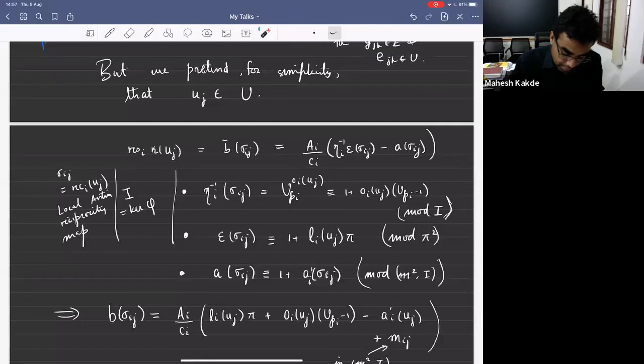Okay. And then we have this relation that B of sigma is A by C times this quantity. Now there is no chi here. And the reason is that chi is identity on the decomposition group at all these PIs. So chi kind of disappears from here.